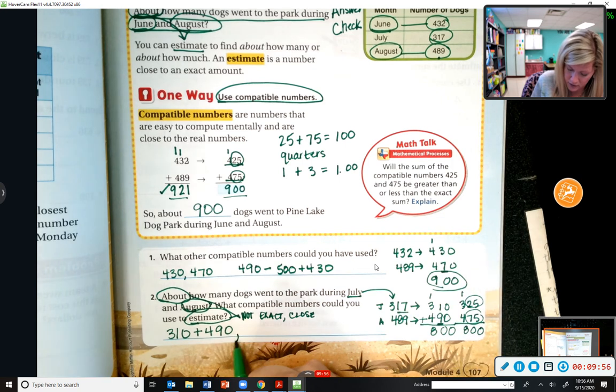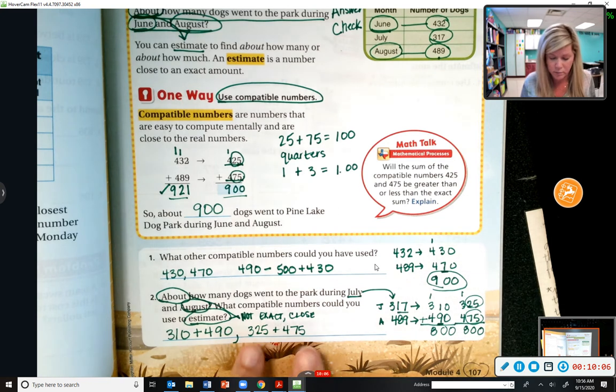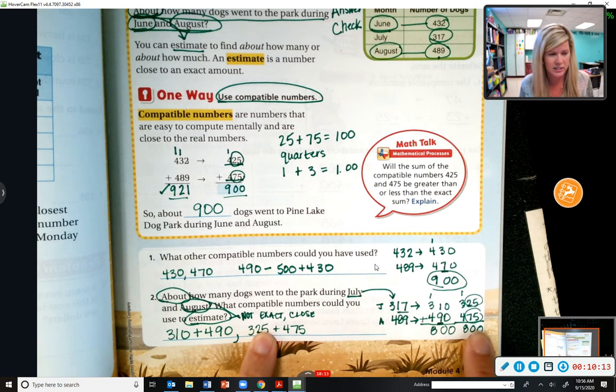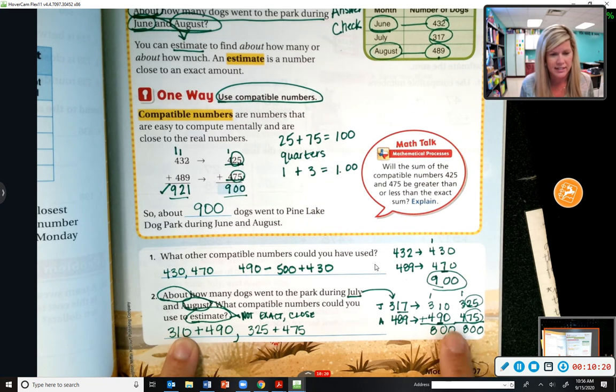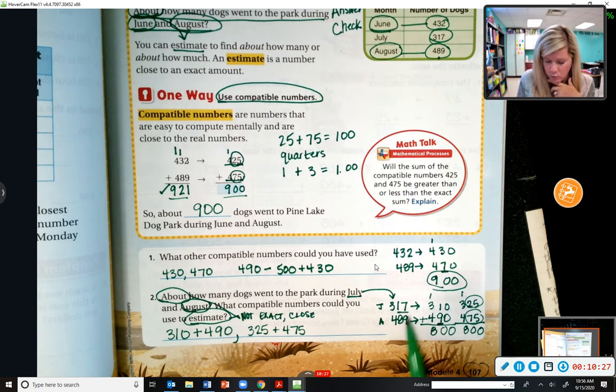So let's go ahead and add that. 325 and 475. Those are compatible numbers. So notice I put 25 and 75 because those added to 100. They made nice, easy zeros on the end. And same thing here, 10 and 90. They add up to 100, so it makes your number nice and even and easy to add up in your head. Okay? Now let's go ahead and see what our real answer would be to see if we're close.